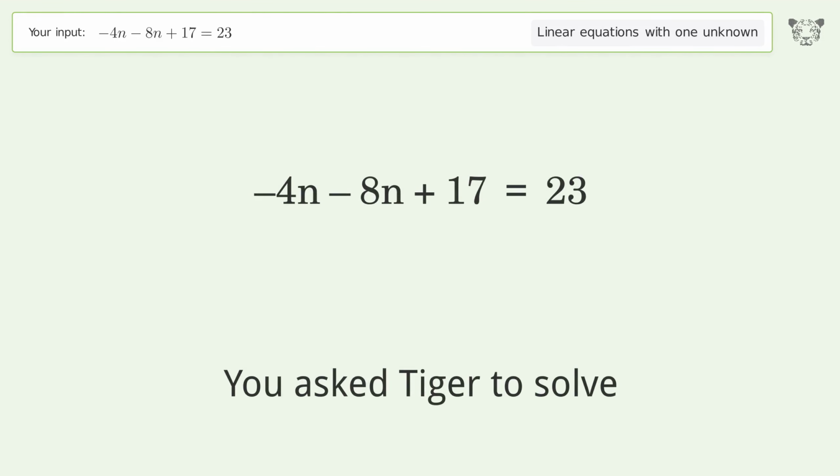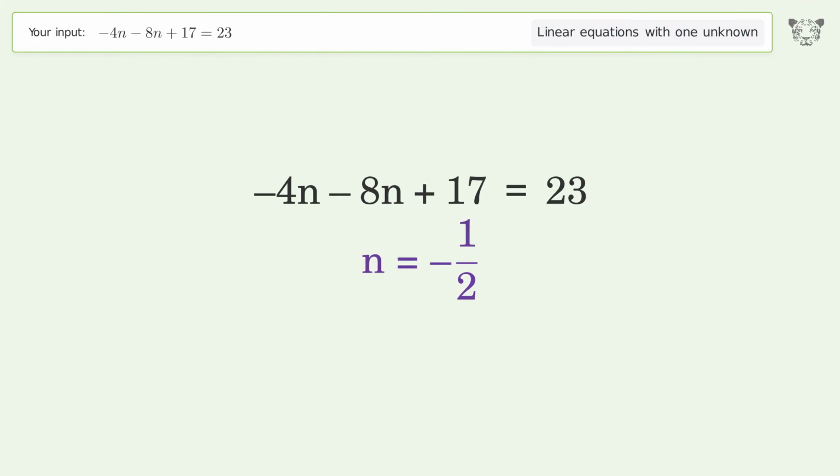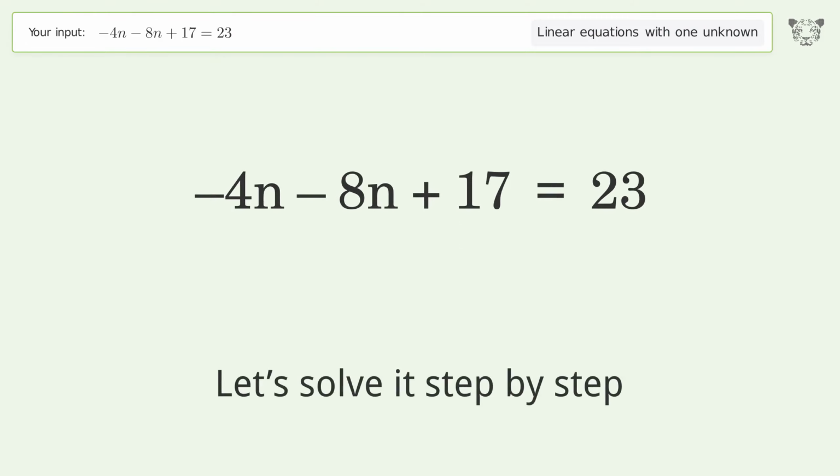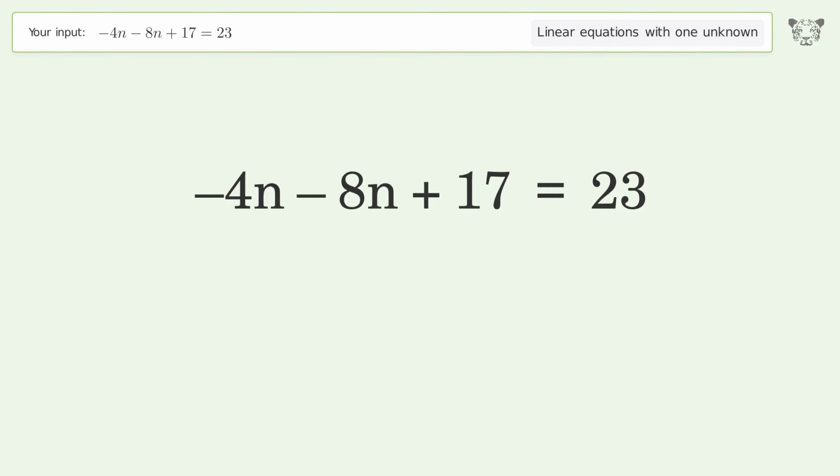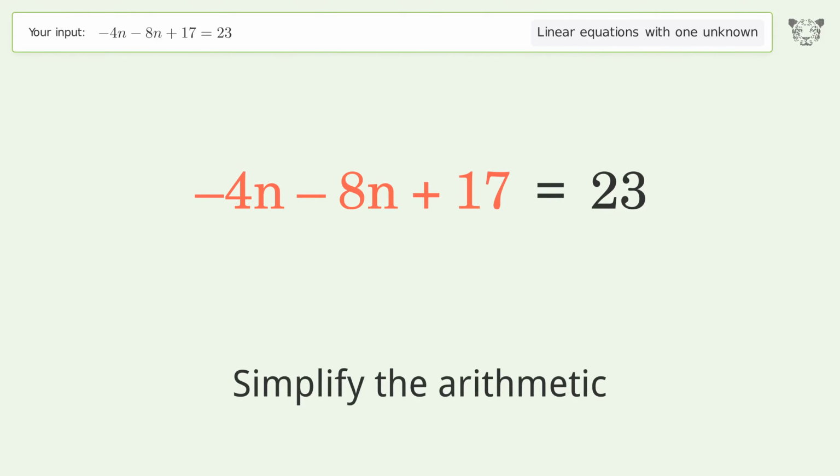You asked Tiger to solve this. This deals with linear equations with one unknown. The final result is n equals -1/2. Let's solve it step by step. Simplify the expression. Simplify the arithmetic.